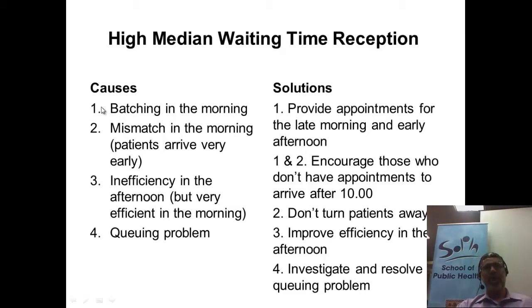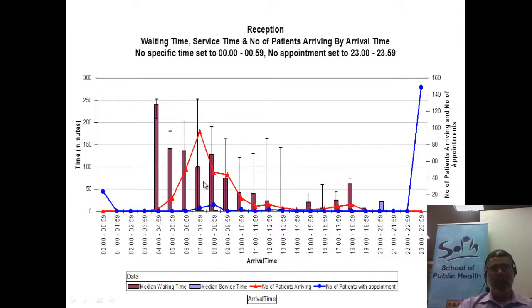So how would you address batching, or cause number one? Clearly, if you provide appointments for the patients, then they won't batch. And you must obviously provide appointments for the late morning and early afternoon. There would be no point in giving appointments for the morning, because if you gave appointments for 7, 8 or 9 in the morning, all you would do is make the batching worse. And you want to give appointments for later in the day when hardly any patients arrive. Because as you can see here, 90% of the patients who are going to be attended to at this facility have in fact arrived by 9 o'clock, and only 10% arrive after 9. So that makes a massive problem with batching and mismatch.